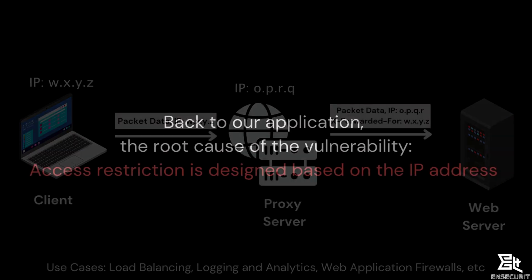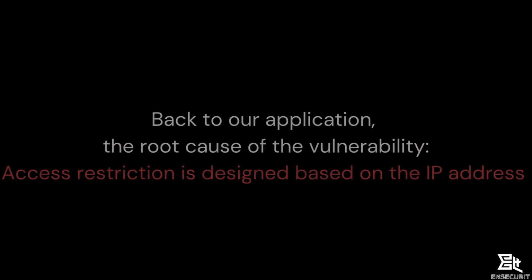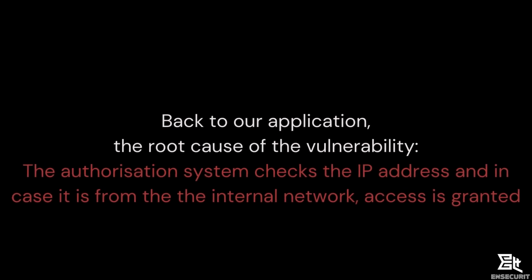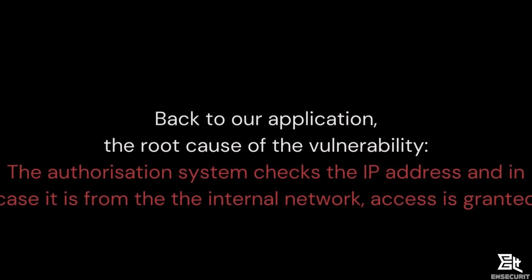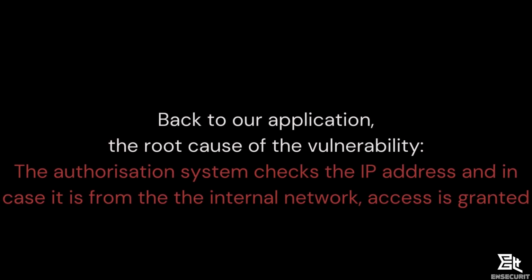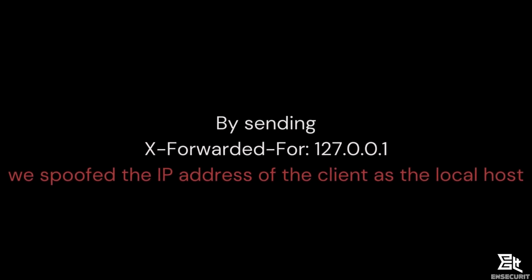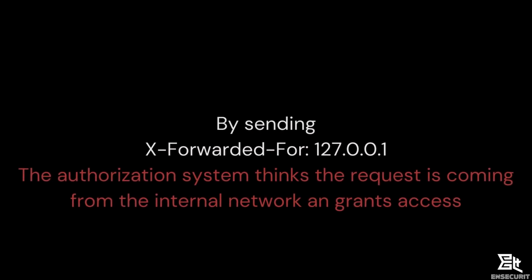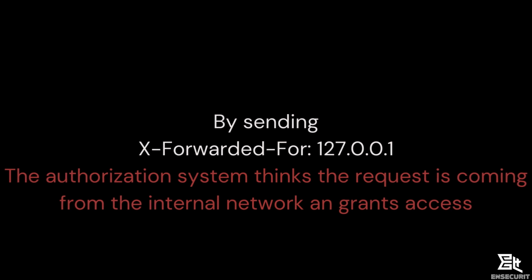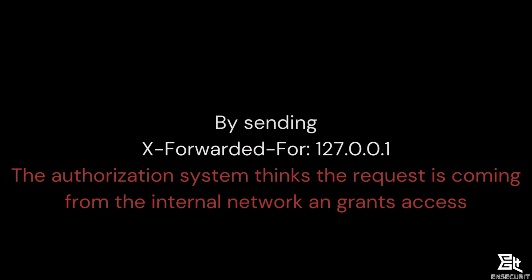In our example here, the access restriction in this application was based on IP addresses, whether it belongs to an internal IP address. So anyone who has access to the corporate network or VPN could access the admin pages. By using this X-Forwarded-For 127.0.0.1, we spoof the IP of the client as the localhost, and thus the authorization system is fooled to grant the access. As you can see here, although it's intended to identify the true IP address of the client, it can be easily tampered with.